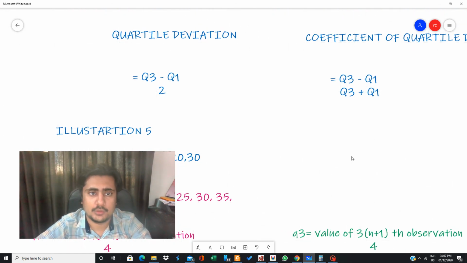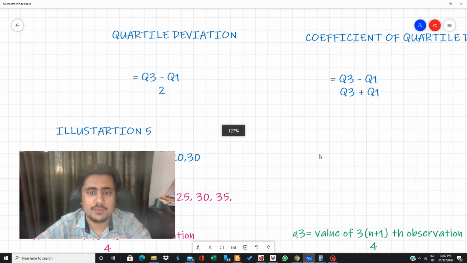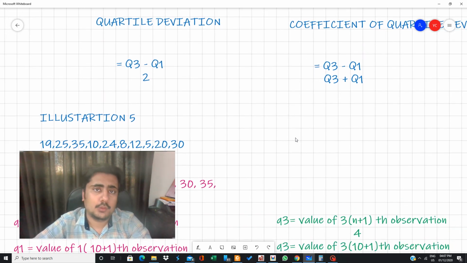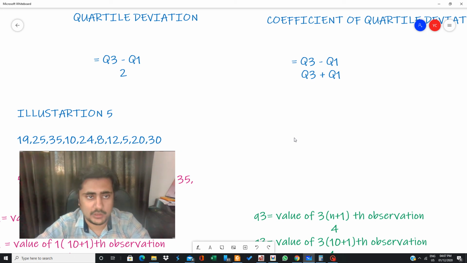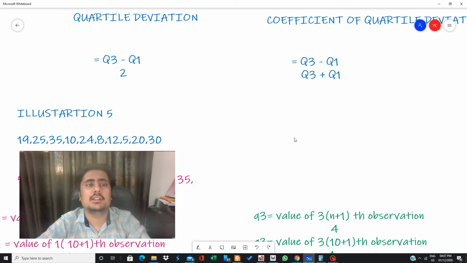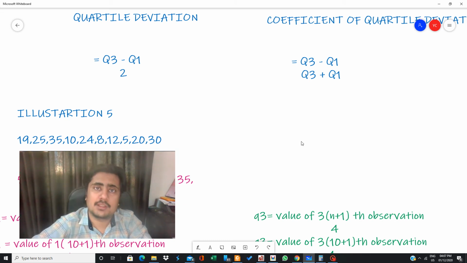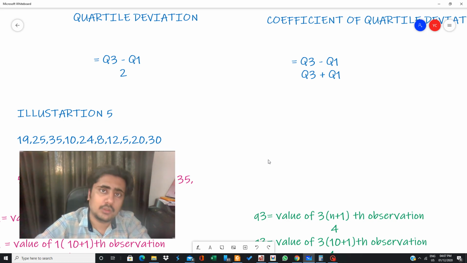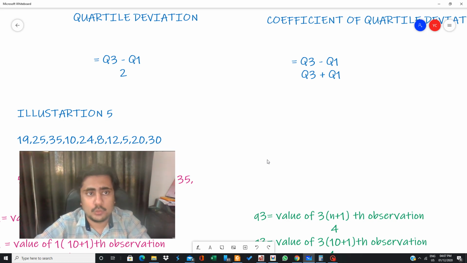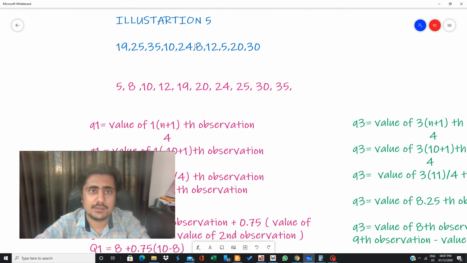So you will be asked two things. One is quartile deviation and one is coefficient. Now, you have to learn the formula for both. Quartile deviation's formula is (Q3 minus Q1) upon 2, and the coefficient of quartile deviation's formula is (Q3 minus Q1) upon (Q3 plus Q1). So basically, to solve with both formulas you need to find Q1 and Q3.